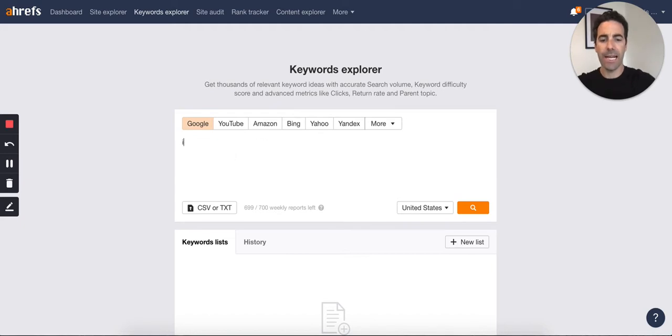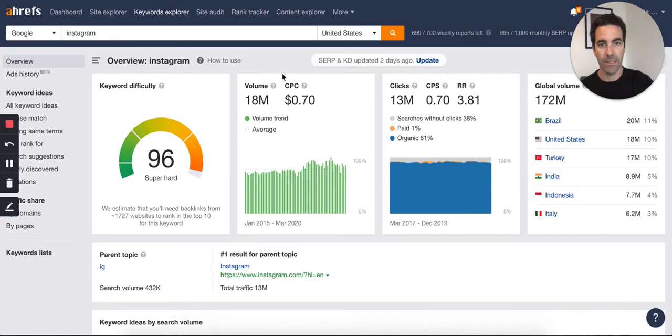To start the analysis, I need a primary keyword in our niche. So Instagram would work well for Prepper. I'm going to do the search in Google, and I'm going to do it for the United States market as our target audience is based there. As you can see, this keyword's enormous, which isn't a surprise. There's 172 million search volume globally every month for this keyword.